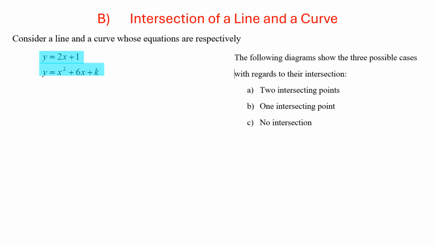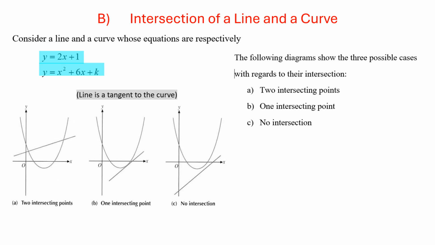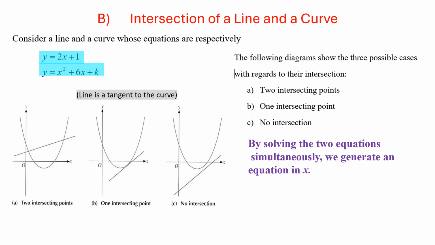Right, so there are three possible cases. First of all, we can have this line intersecting the curve at two points, or just intersecting at one point, or there's no intersection at all. Right, so to solve this kind of question, how do we go about doing it? Yes, we need to generate an equation in x.